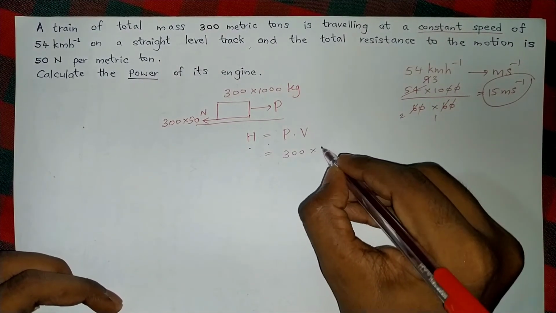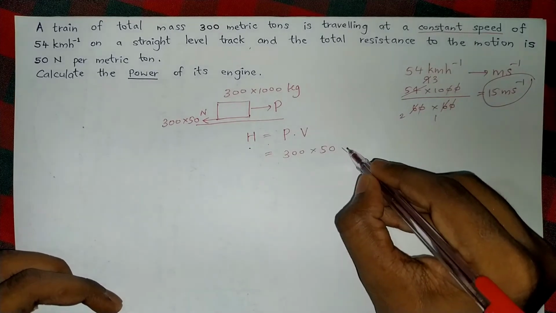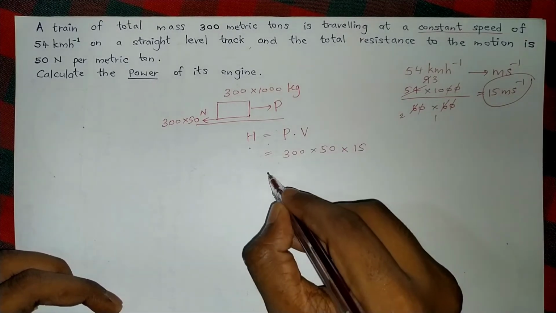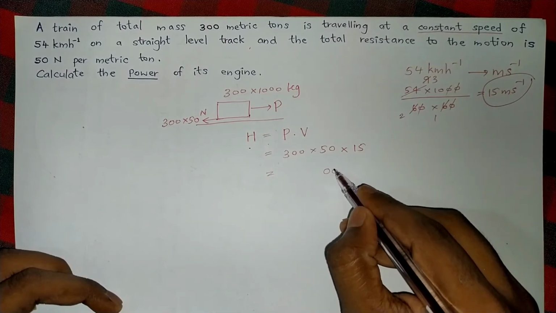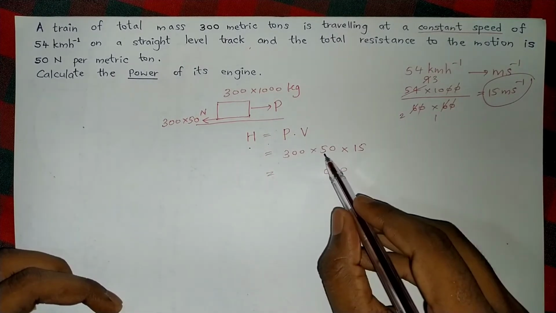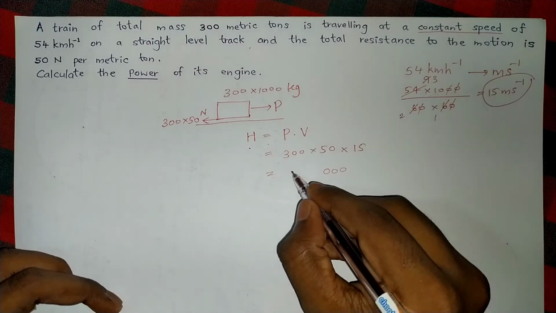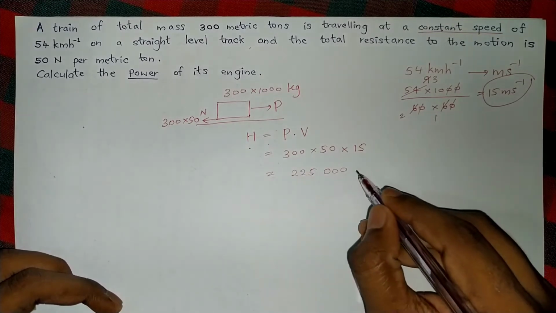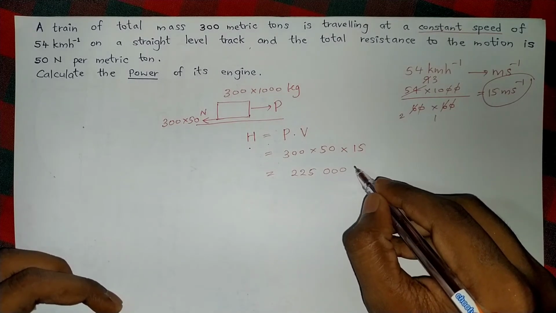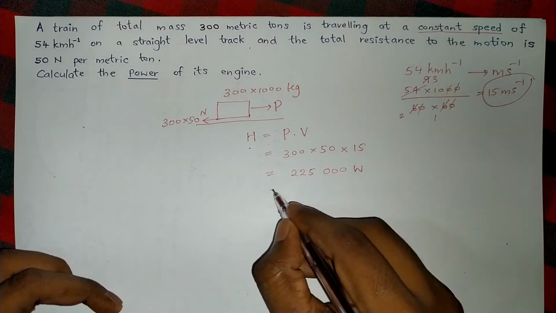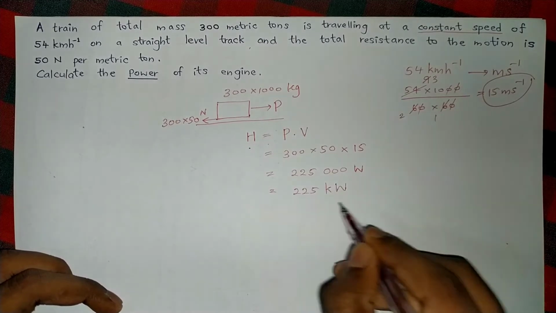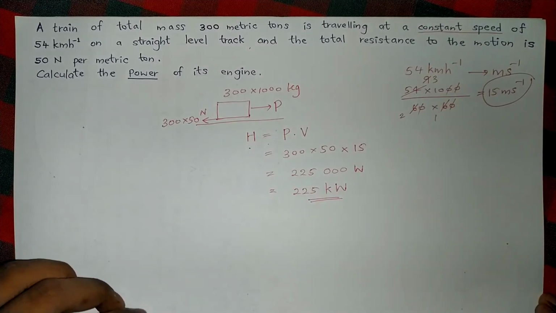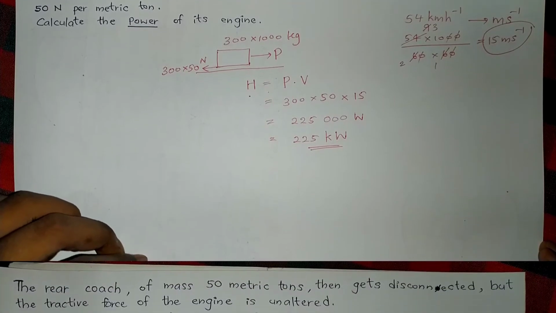300 into 50 is the total resistance. Velocity is 15. We have 3 zeros. 3 times 5, 15. 15 into 15 is 225. This is a power, so it is given in watt. I can use kilowatt instead of 3 zeros. So this is the power of the engine.